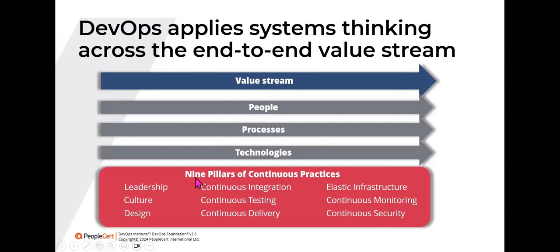Actually, something I defined long ago, back in 2019, in my book I published called The 9 Pillars of Continuous Practices. So the specific practices that affect the way leadership is done, culture, design, practices for applications, continuous integration, continuous testing, continuous delivery, elastic infrastructure, continuous monitoring, and continuous security. Unless you have a good balance of all of these different kinds of practices, you probably don't have the most effective DevOps yet.